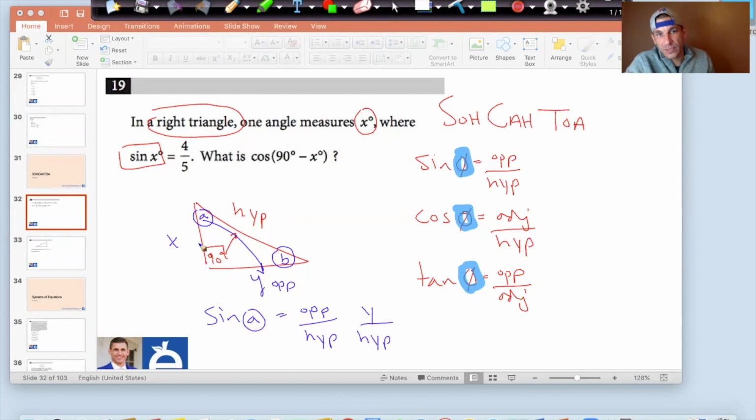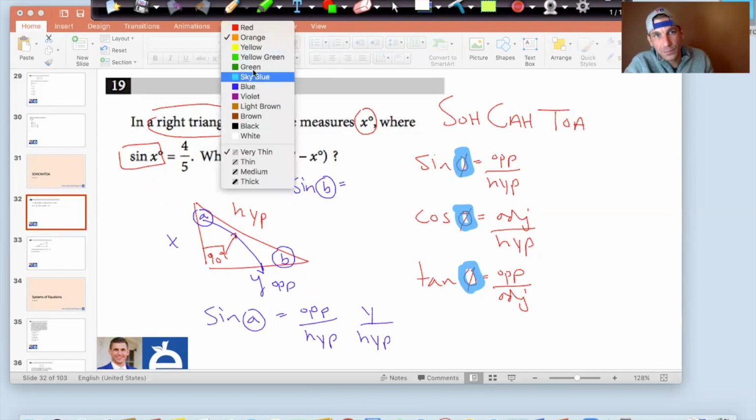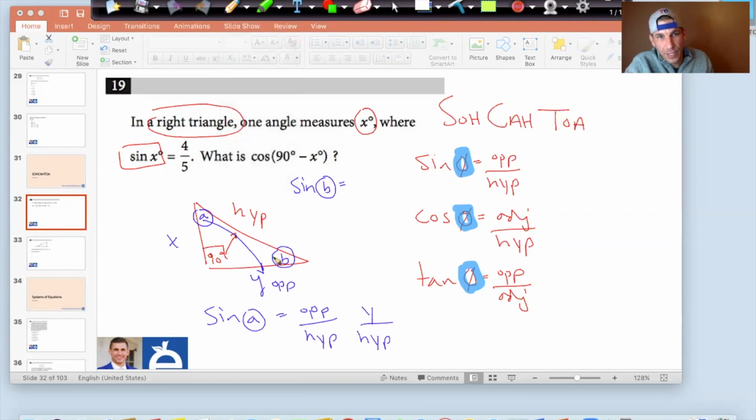Let's reverse it. Let's pretend I do sine of B. If I do sine of B in this case, then my opposite is no longer going to be Y. My opposite is the other side, which we'll mark in green. Now if I'm going from B, this now becomes my opposite for B. So this is X over my hypotenuse. The hypotenuse, once again, stays the same, but my angle of reference changes what the opposite is.